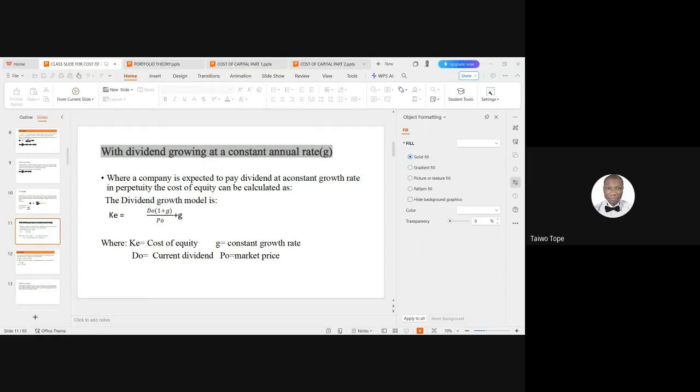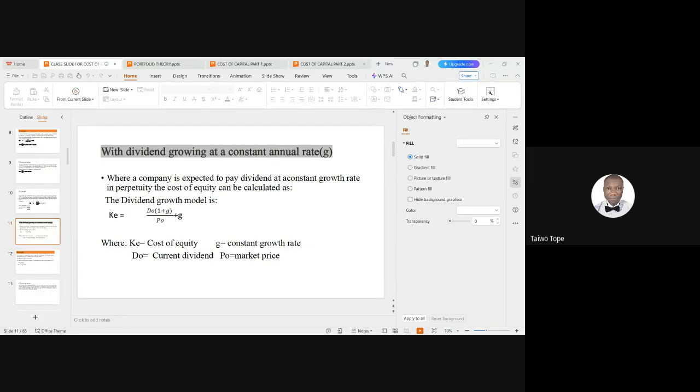The dividend growth model is used, and we have cost of equity equal to D0 into the bracket of 1 plus g, divided by the market price, plus g. So D0 here is the current dividend, g is the constant growth rate, and P0 is the market price, then plus the growth rate.